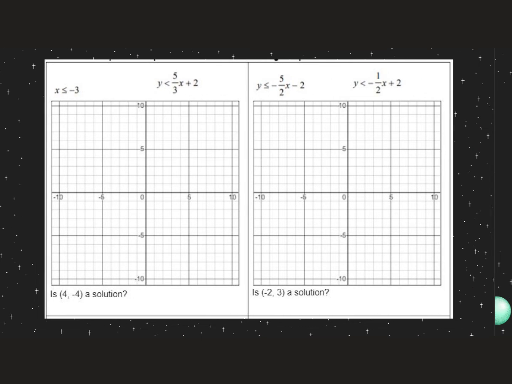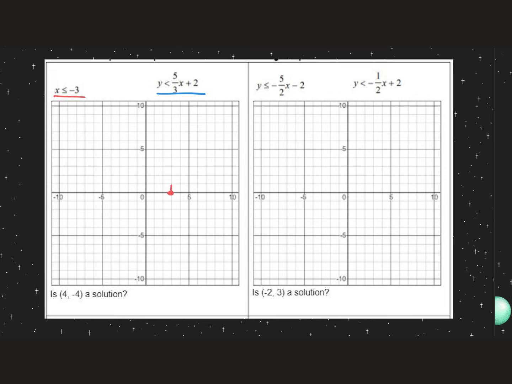I have x is less than or equal to negative 3, and y is less than 5/3 x plus 2. Again, I'm going to use two different colors to shade. Starting with the red, the inequality x is less than or equal to negative 3. I'm going to go to negative 3 on my x-axis, and since I have x is less than or equal to, I'm going to have a solid line. Oops, that's actually 4. I went over one too many.